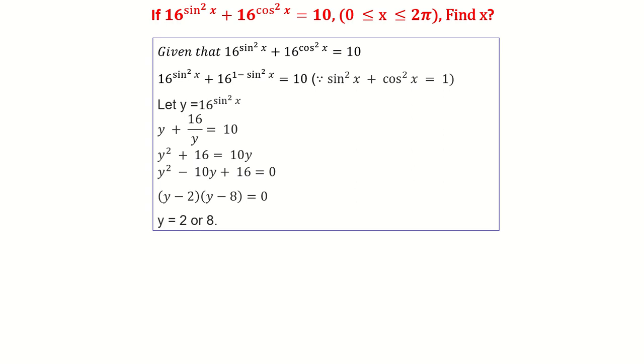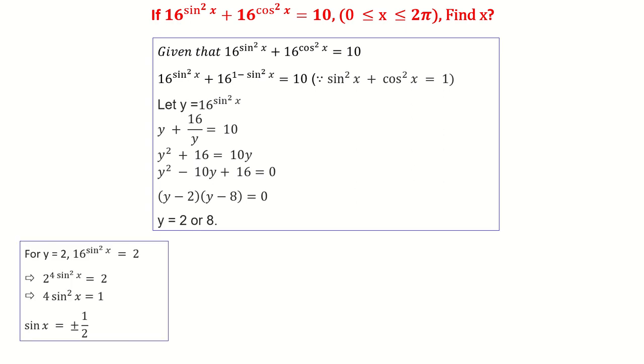So if you simplify, you will get (y minus 2) into (y minus 8) equal to 0. So y is either 2 or 8. Y is nothing but 16 to the power of sine square x. So let's take the two values.